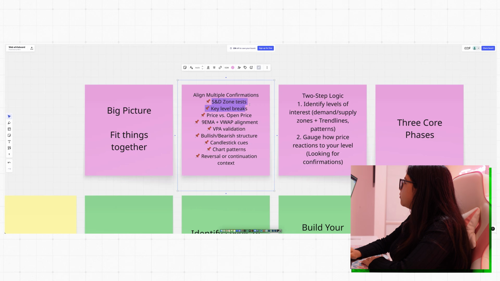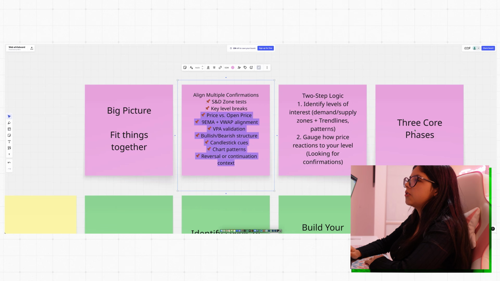This is the level, the test or the break, the reversal or the break. And then these are like the confirmations. So it could be 3 of any of these to tell you to enter your trade.